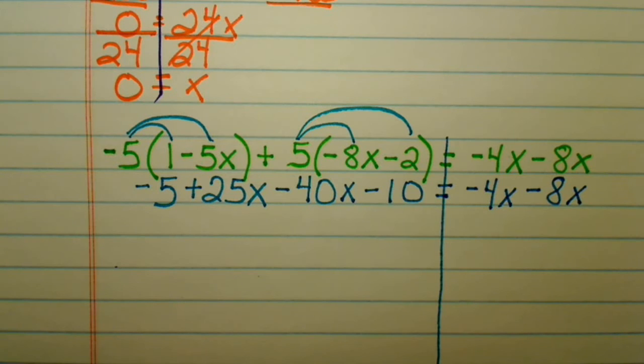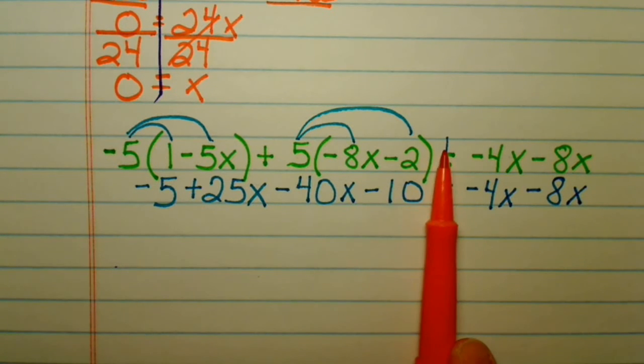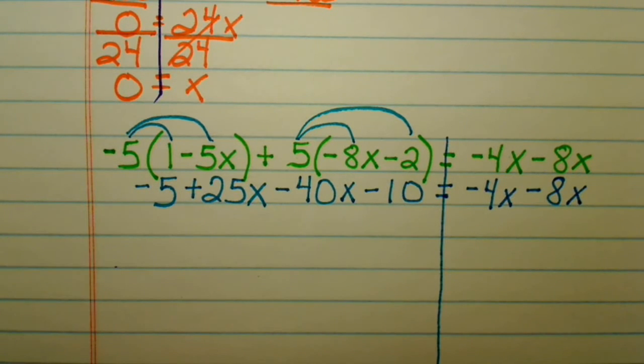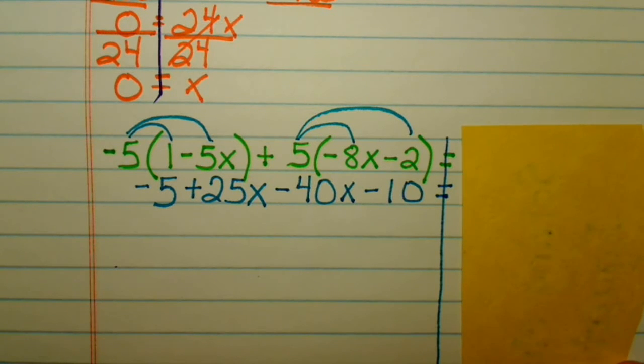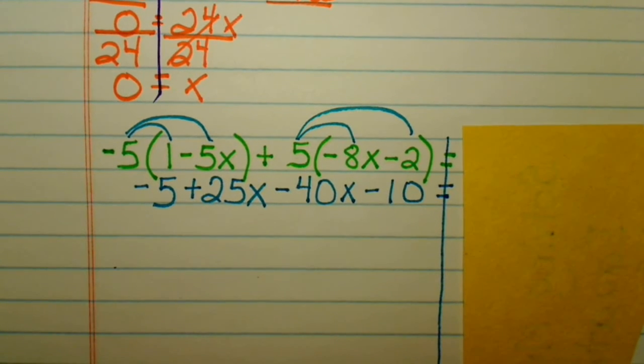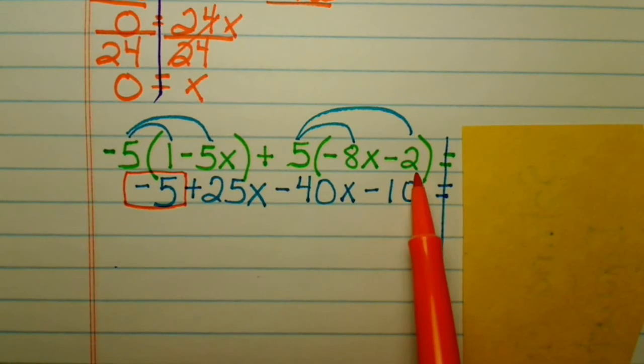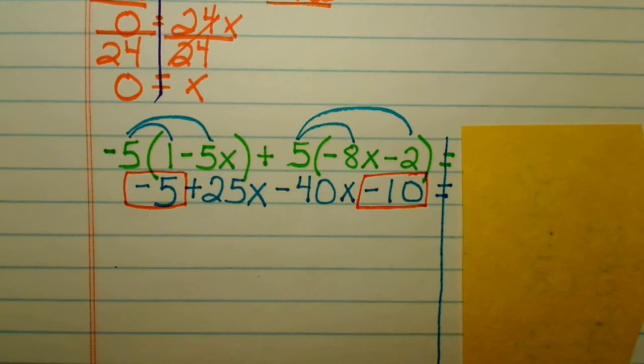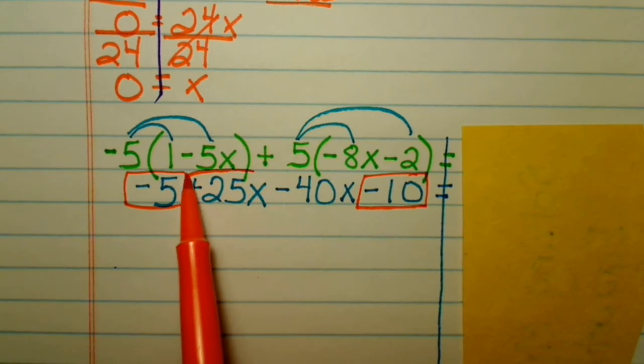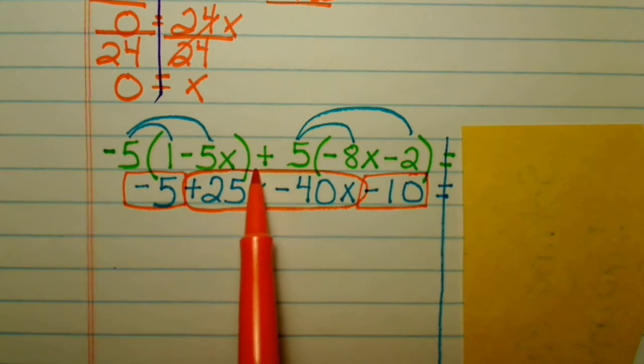Okay, now we're on step 2. Step 2 says to combine any like terms on each side of the equal sign. So let's just look over on that side. All right, I'm going to cover this side. We're not going to do anything with it just yet. So I'm going to look for any like terms. Well, here's a number, and here's a number. So I know I can combine those. And then, look at these. These both are x's. So I know I can combine those.